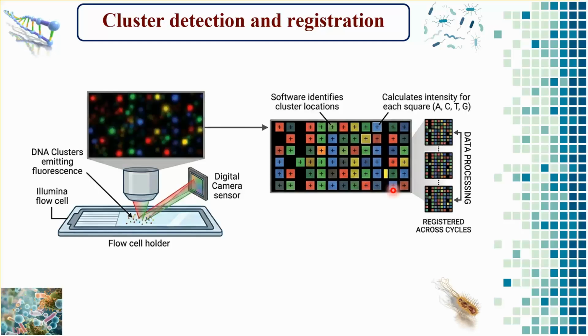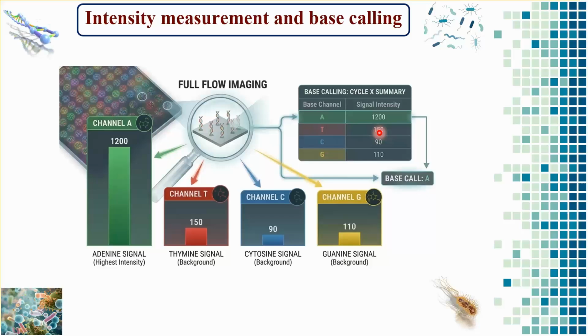In Illumina SBS, after each sequencing cycle, the instrument captures images as we can see here. Then the software identifies the location of each cluster and the fluorescence intensity at each cycle as we can see here. This step is known as cluster detection and registration. Next is intensity measurement. For each cluster, the fluorescence intensity is measured in all four channels A, T, C, and G. For example, A might have the intensity of 1200, T might have 150, C might have 90, G might have 110. We can see the summary of signal intensity in this table.